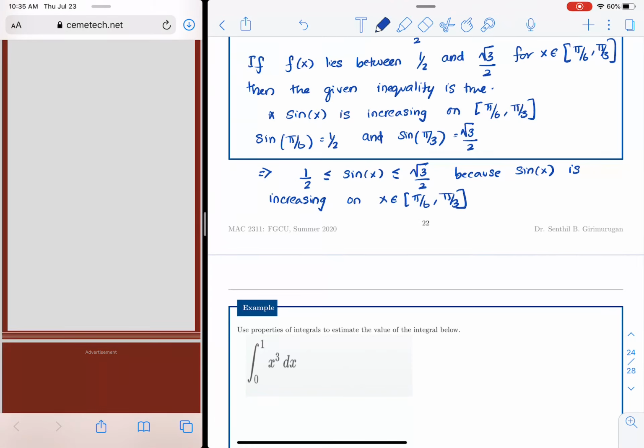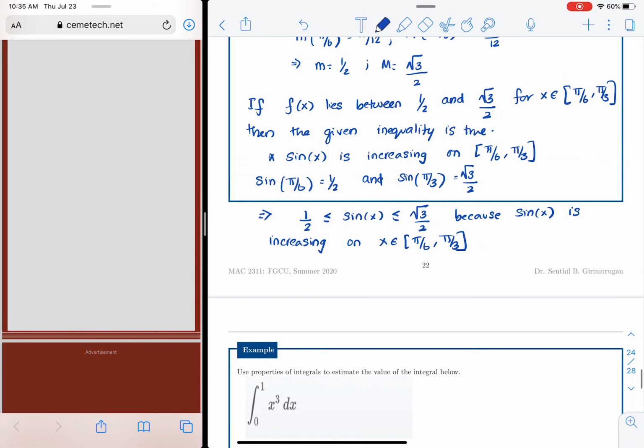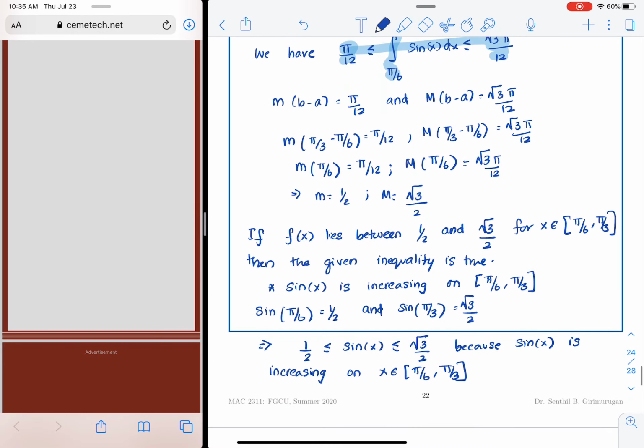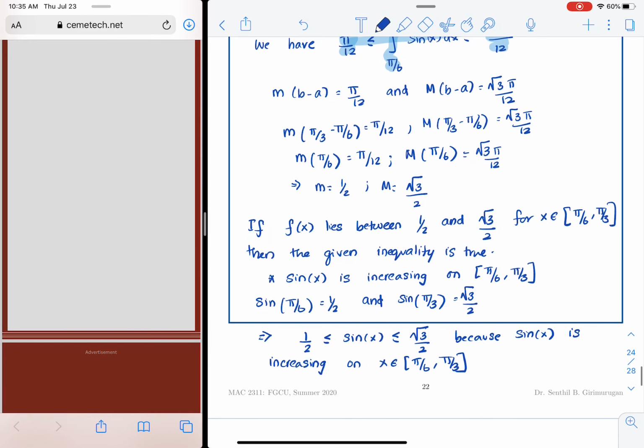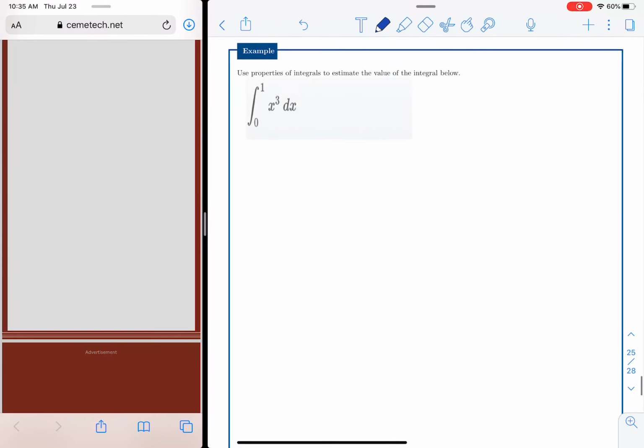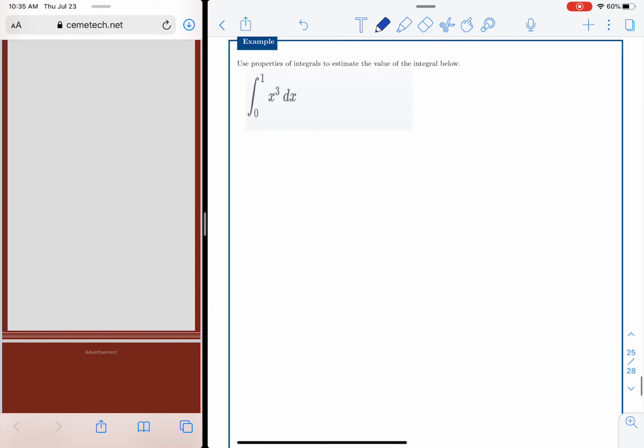So we have shown that the function does lie between 1/2 and square root of 3 over 2, which is lowercase m and uppercase M, so the inequality has to be true. So here we're going to do the process that we did previously in reverse. So we have to use the properties of integrals to estimate the value of the integral below. We can't give an exact value, we're simply trying to estimate the value of the integral.